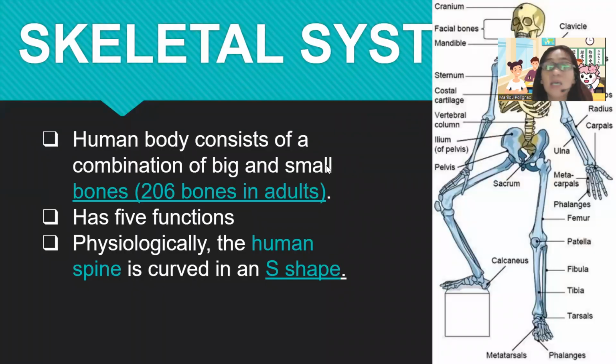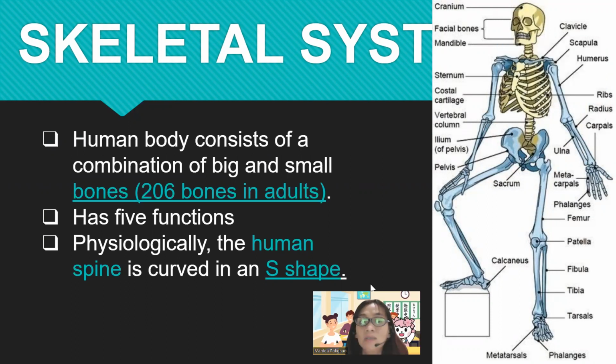So, dito naman po tayo sa skeletal. So, ano po yung tinatawag na skeletal system? The human body consists of a combination of big and small bones. So, meron tayong bones na 206 in adults. It has 5 functions and physiologically, the human spine is curved in an S shape. Yung pag nakukuba ang ganyan, o nagiging S-shape ka. So, yan po yung nagkakaroon tayo ng human spine in curve on an S shape.